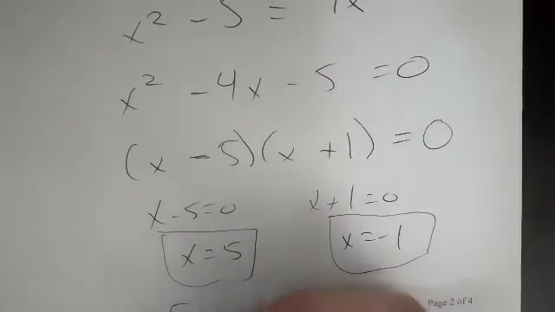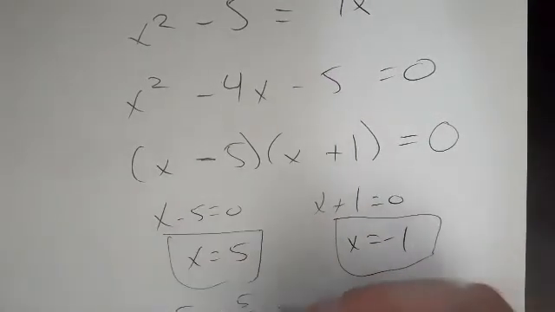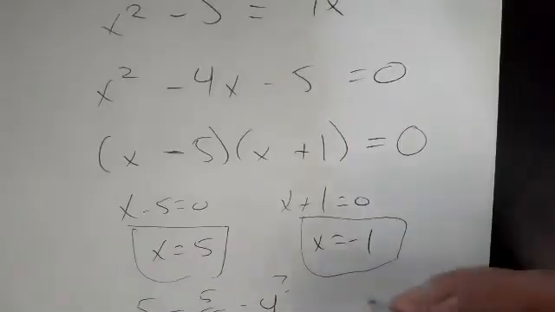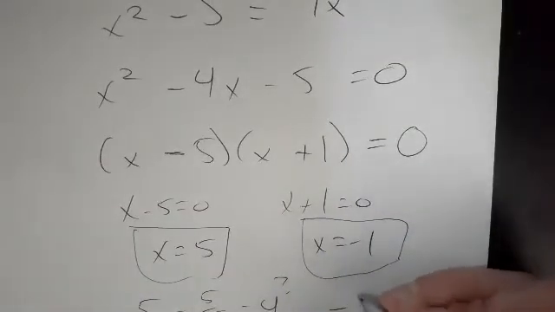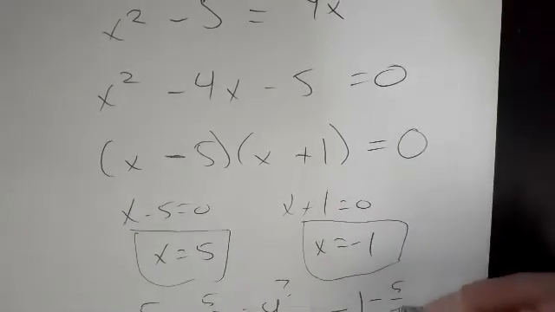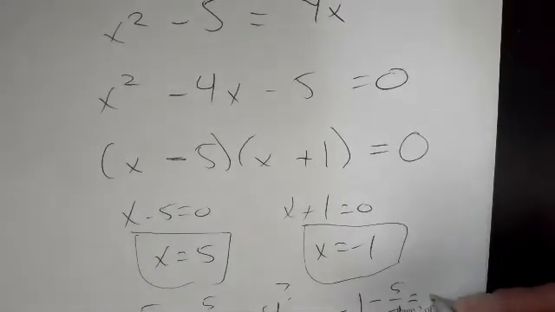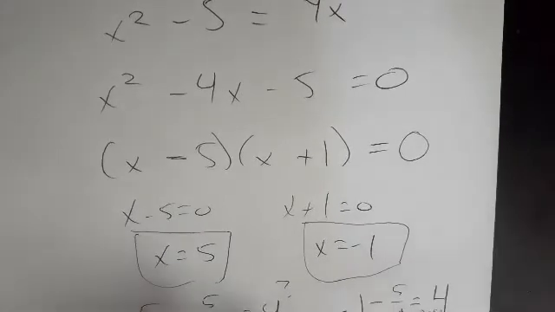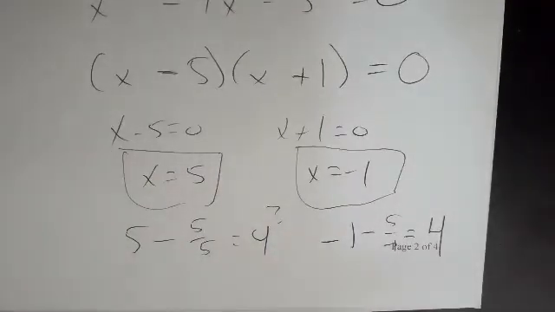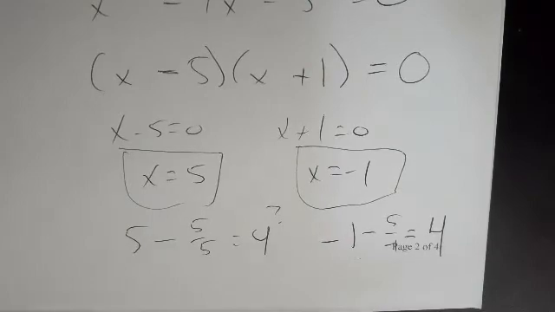One of them looks like 5 minus 5 over 5. Is that equal to 4? And it looks like minus 1 minus 5 over minus 4. Is that equal to 4? 5 minus 1 is equal to 4. Minus 1 plus 5 is going to be equal to 4. So this is a double negative, it becomes plus 5. So both of these should check out.